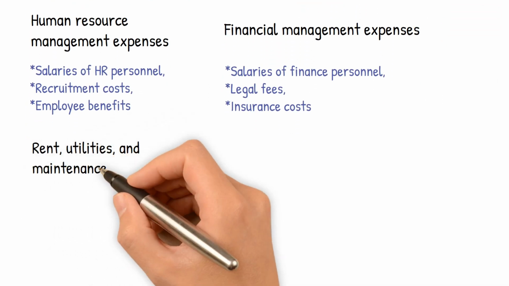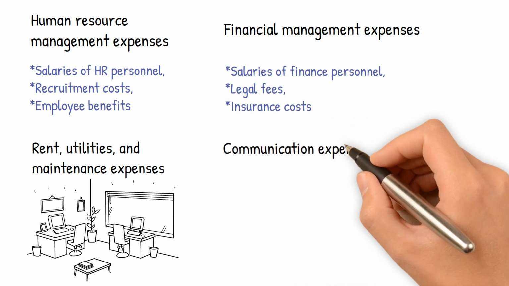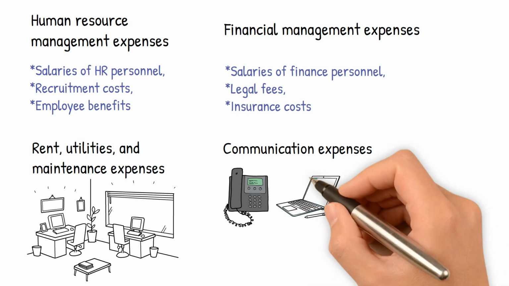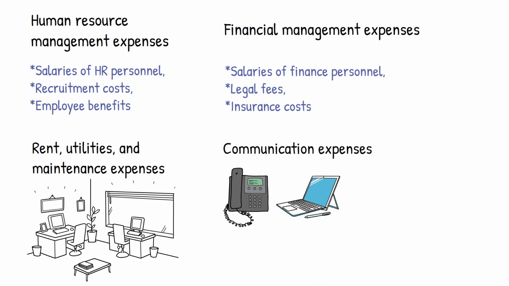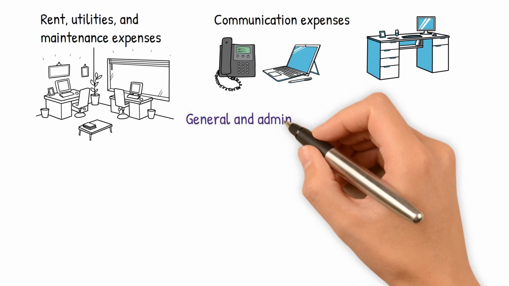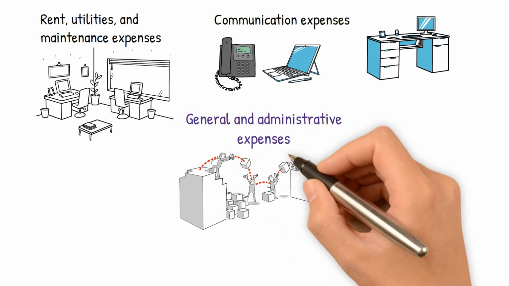Rent, utilities, and maintenance expenses for office space. Communication expenses include telephone and internet bills, postage, and office supplies. Depreciation of office equipment and furniture. General and administrative expenses are essential for the overall operation of a business as they help to keep the organization running smoothly and efficiently.